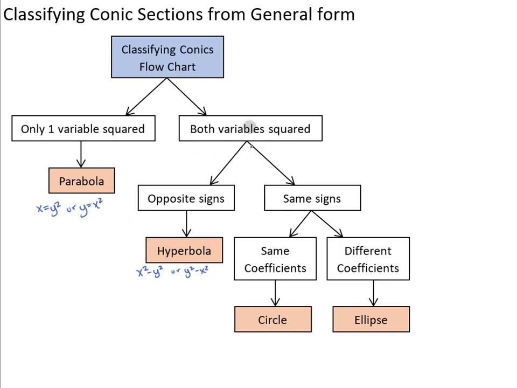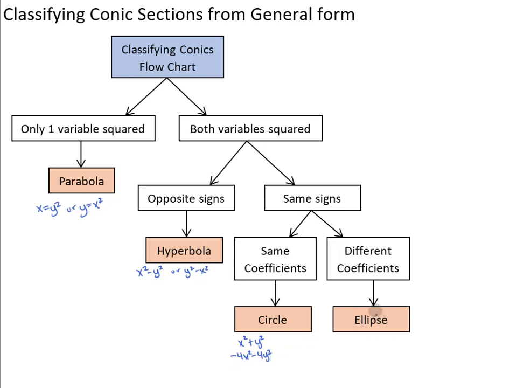However, if both of my variables are squared and they have the same signs, then we're going to look at the coefficients. So if you have an equal number of coefficients, like 1x squared plus 1y squared, then it's guaranteed to be a circle. But that could likewise also be negative 4x squared minus 4y squared. They're the same sign and the same value. This is still going to be a circle.